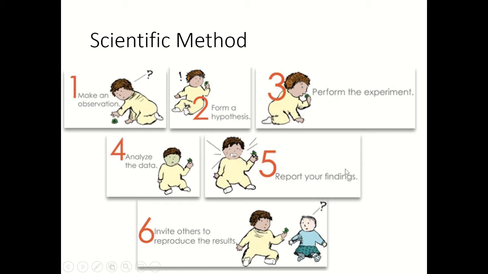Now, when it comes to me and my cat, this is not particularly important to report the findings to anyone except my daughters, who are helping me figure out what's wrong with the cat. And here, the baby reports its findings only to the people nearby by screaming. And then the other step in the scientific method is to invite others to reproduce the results. So in this case, the baby turns to another baby and says, here, try this, which just cracks me up.